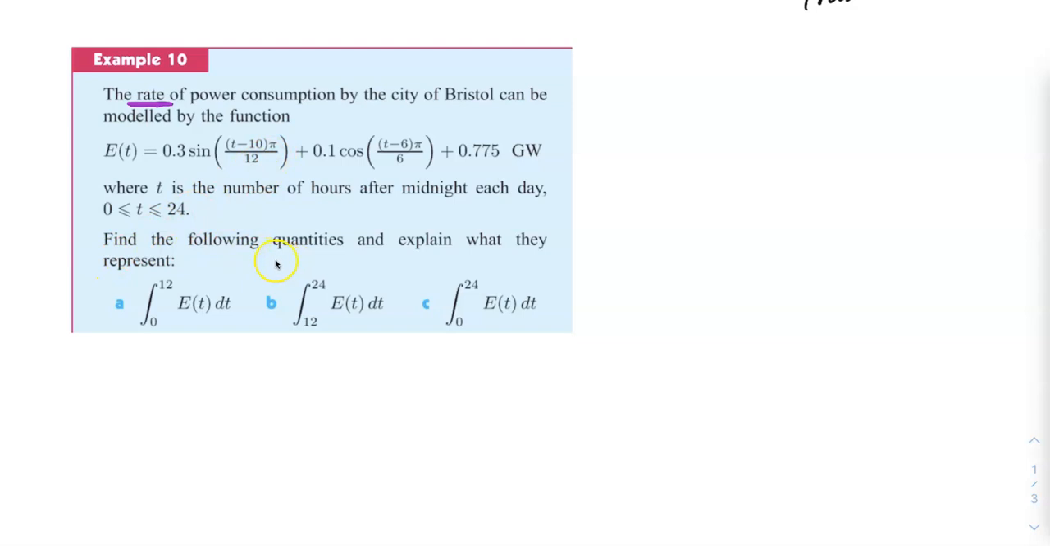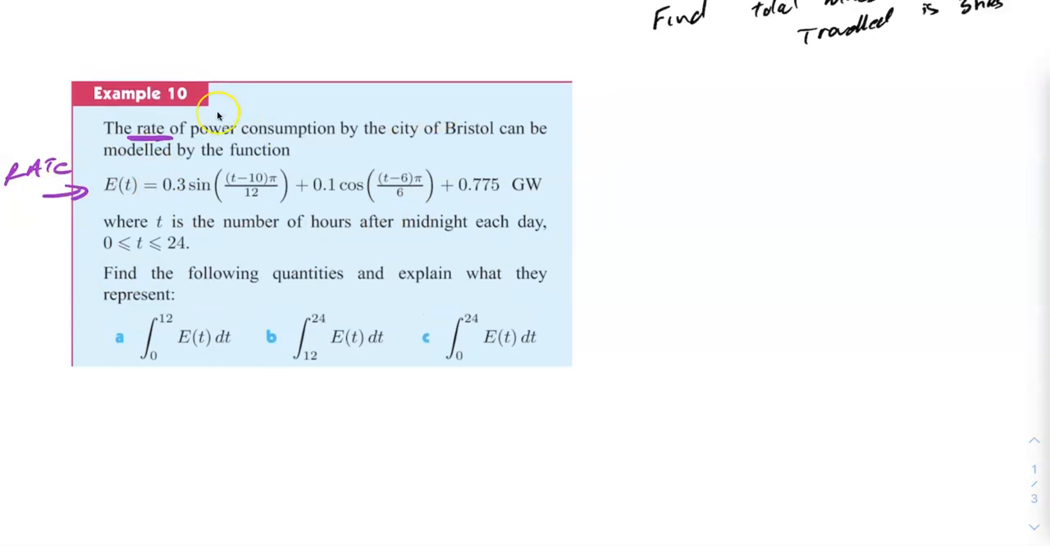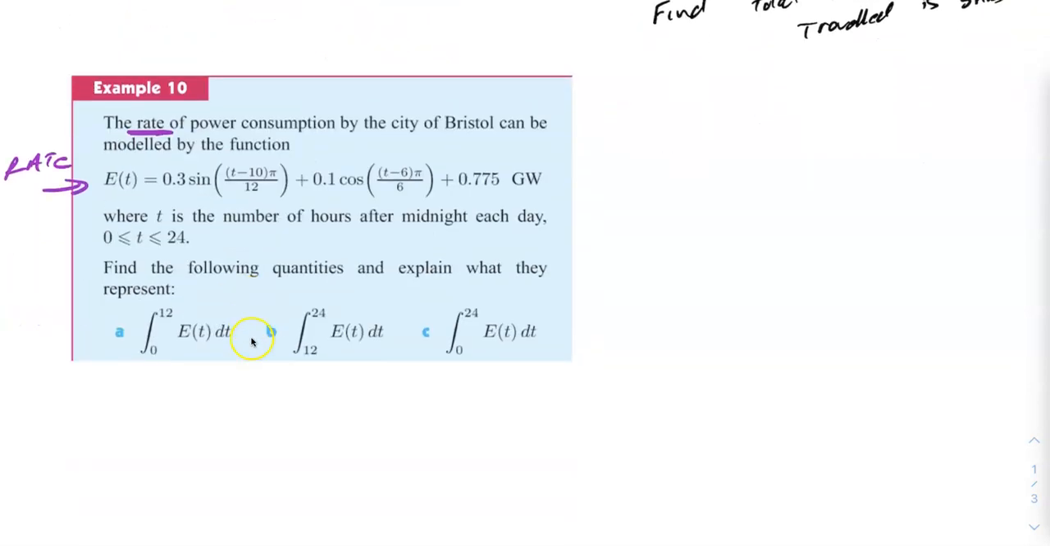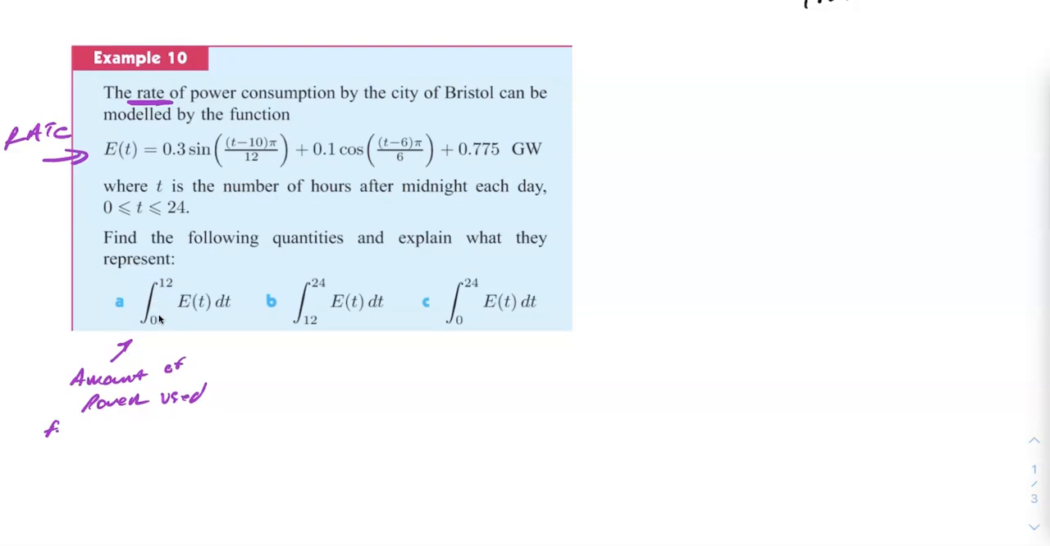Find the following quantities and explain what they represent. The thing to keep in mind here is that this is a rate, a rate of power consumption. So when I integrate that, we're going up, just like we did here. If you go up, you're getting the total amount. So this would be the total amount of power used from midnight to noon. I guess you could say the total amount of power used in the morning.